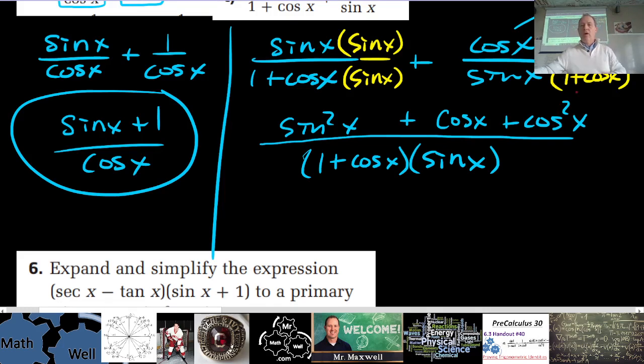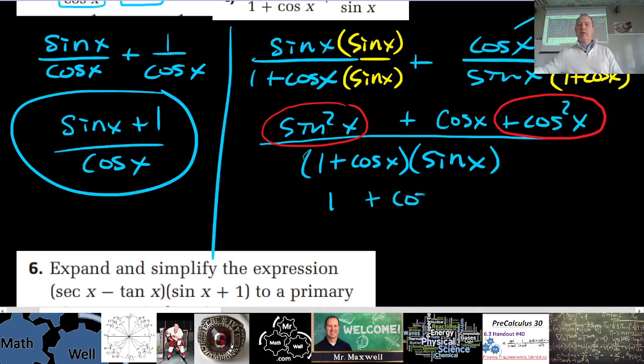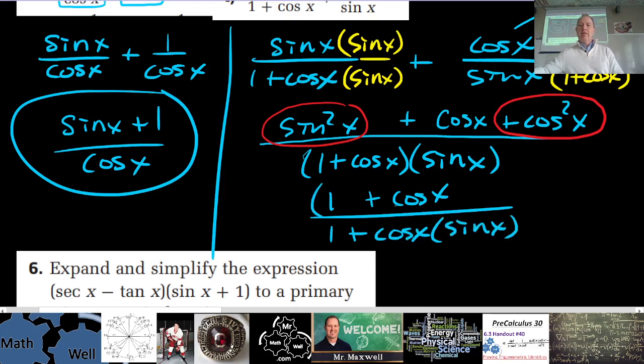You could do that. Or, to make your life just a little bit simpler yet, you could realize that sine squared x plus cos squared x equals what? Equals 1. That's right. So this actually could just go straight to 1 plus cos x over 1 plus cos x times sine x. And this is really the essence of proving identities. You're rewriting portions of expressions as identities, rewriting them in a different way. And then now look what jumps out. You see what jumps out now?